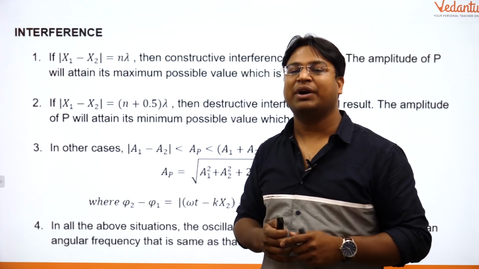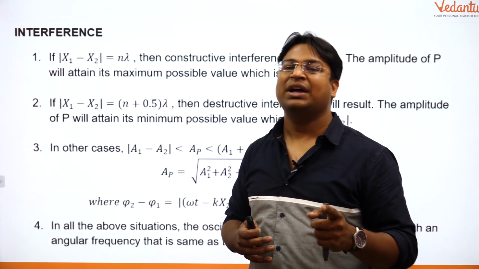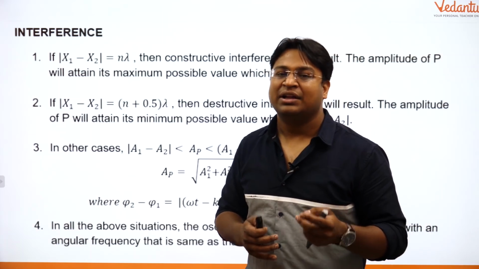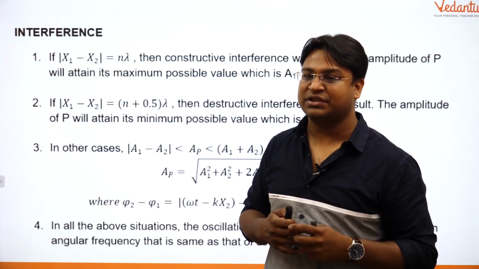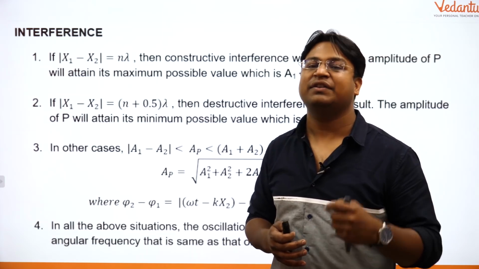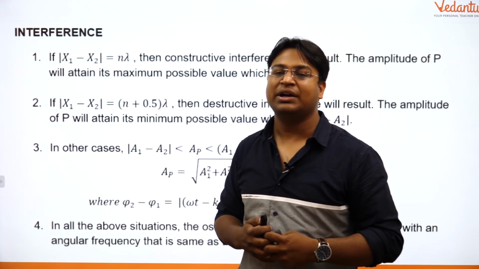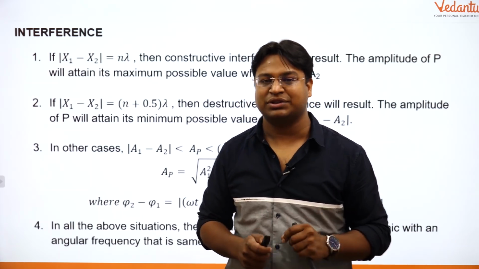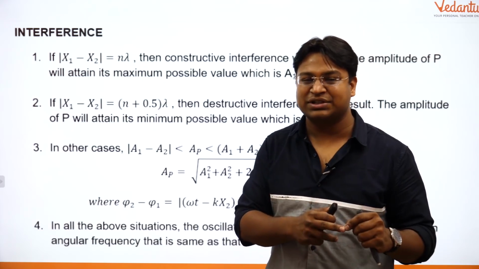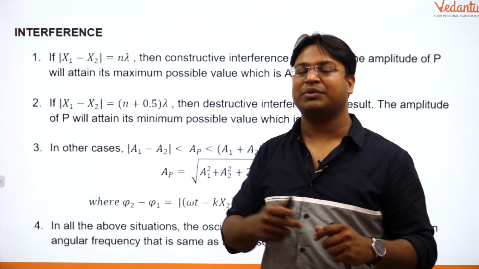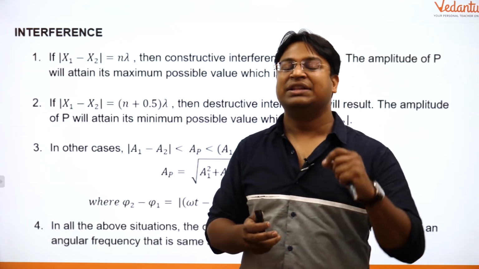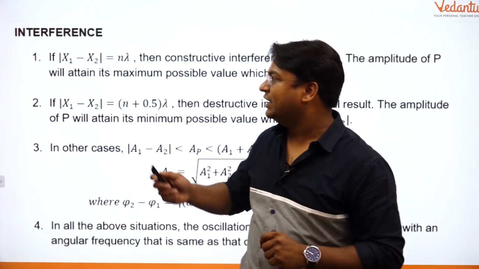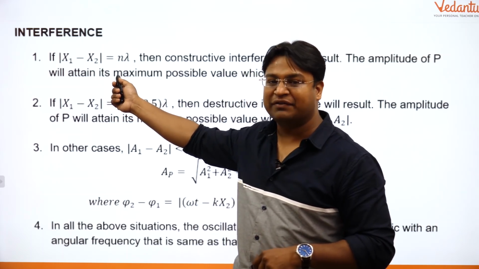Two conditions are required for interference to take place. One is that the sources should have the same frequency, and the other is that they have constant initial phase difference. If these two conditions are satisfied, then we call the sources coherent. Until the sources are coherent, we cannot have interference. So I'm assuming here that we are dealing with coherent sources. Let's say one of the sources is placed at a distance x1 from the particular point under consideration. The other source is placed at a distance x2 from the point P. Then x1 minus x2 will be called the path difference.